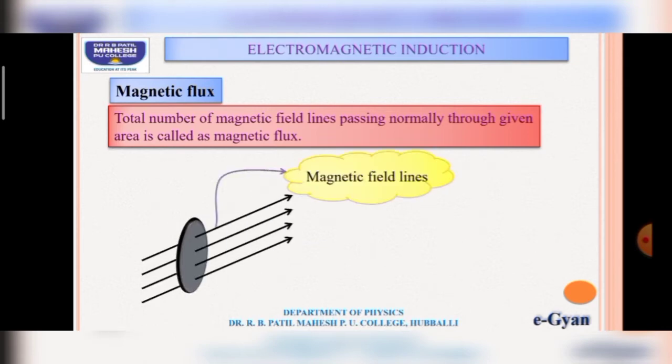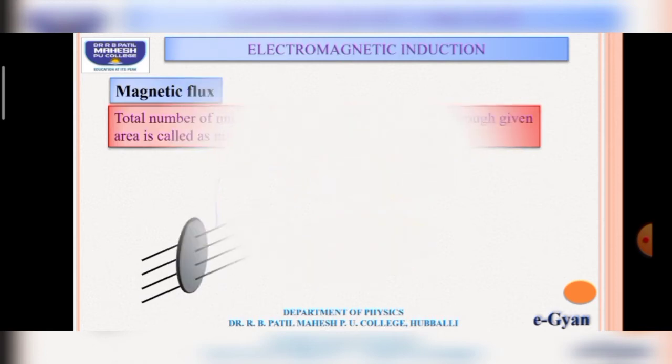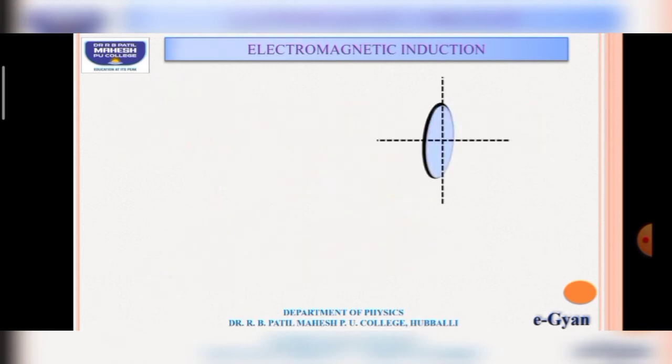In this case magnetic field lines are not perpendicular. They are making some angle with the plane of the surface. That is, they are not normal but inclined. Now let us try to give the expression for magnetic flux. This is the surface and magnetic field lines are making some angle with the perpendicular of the surface. It is making angle theta.